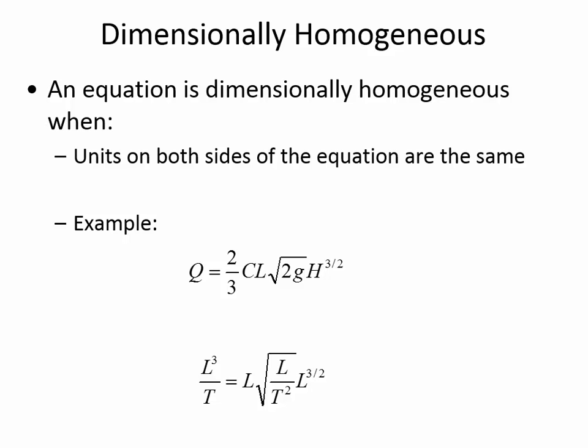This formula says it's 2/3 c, and c is just an energy correction factor that tells you how much energy loss there is as the water flows over that edge. And c itself is dimensionless. Let's look at the units of each term of the right side of the equation and see if it matches what we expect on the left.